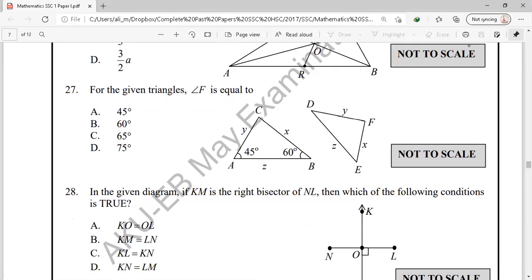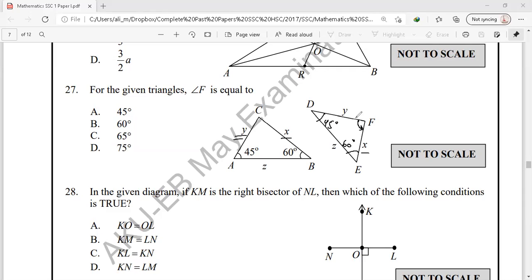Let's see question number 27. In this question, we have to find the angle F. So from these given two triangles, we have two equal sides, that is x and x, and the angle opposite to x is 45. So again, in this triangle, the angle opposite to x will be 45. And the other side is y, and the angle opposite to y is 60. So in this case, the angle opposite to y would be 60, and we have to find angle F.